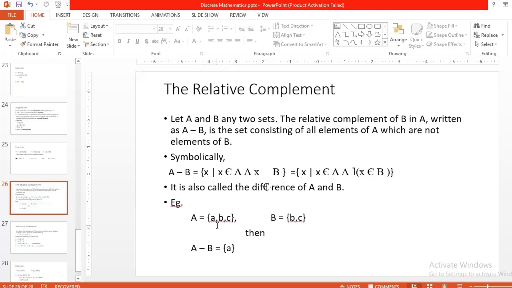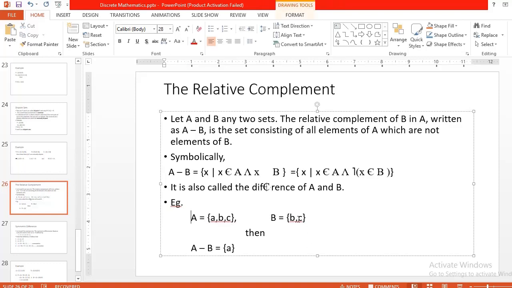See here one example. A contains the three elements a, b, c, and B contains the two elements b and c. Then how can we calculate A minus B, the relative complement or the difference? What is the definition of A minus B? A minus B means the set consisting of elements of set A which are not elements of set B. So a, b, c are the elements of A. Which element is not included in B? Here the first element, that is a, is not included in B. So our result will be A minus B is equal to {a}.